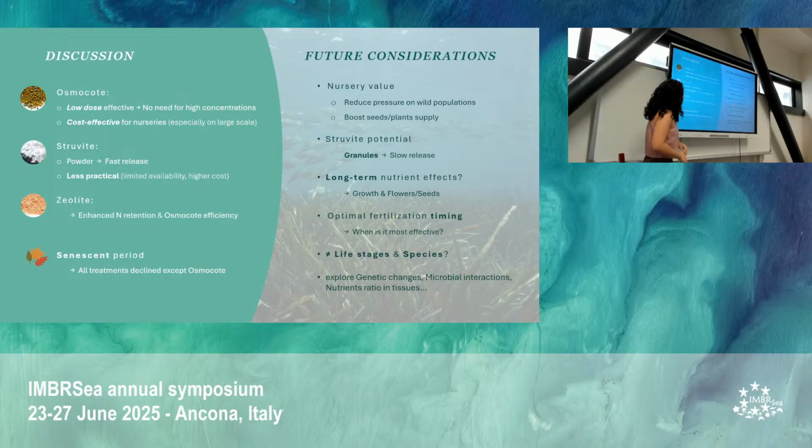For future consideration, seagrass nurseries can be valuable tools because they can reduce the pressure on wild seagrass populations, and they can also supply seeds and plant material for restoration. I also still believe in the potential of struvite, but for further research I would use granules instead of powder to have a slower release over time.